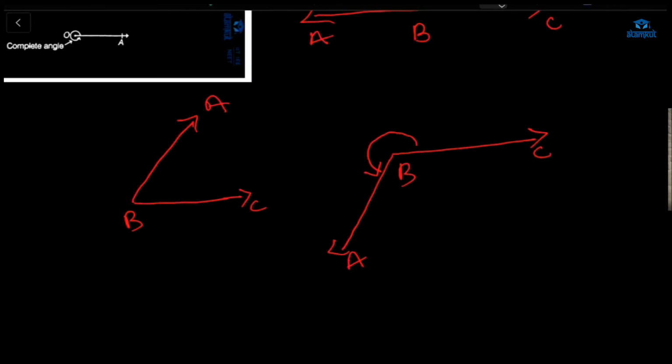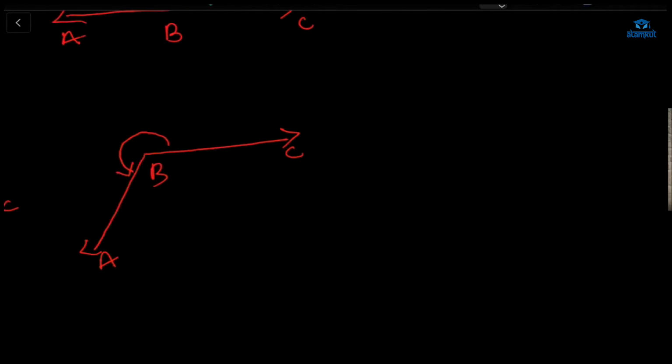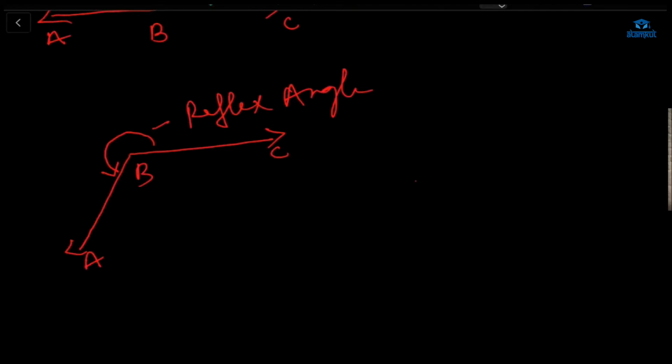If I'm asking about the reflex angle, you will be taking the reflex angle. This figure has both: it has an acute angle and it has a reflex. But if I'm talking about the ABC reflex angle, you take the outer portion. Now the reflex angle is in the range of greater than 180 degree and less than 360 degree.